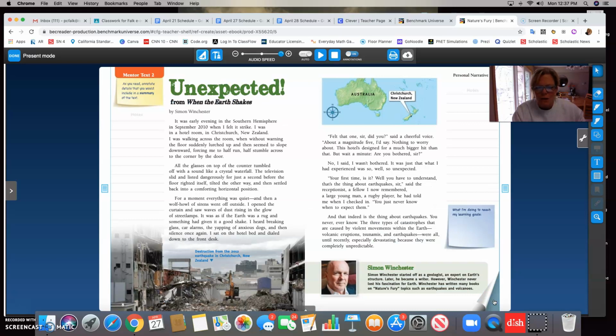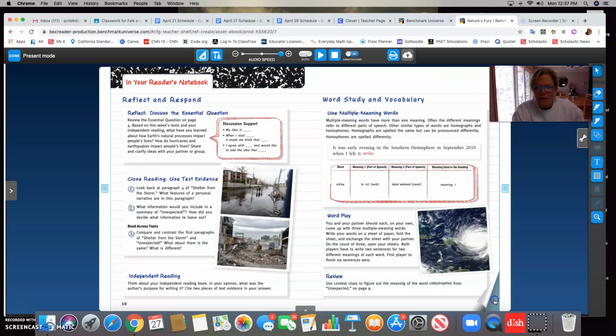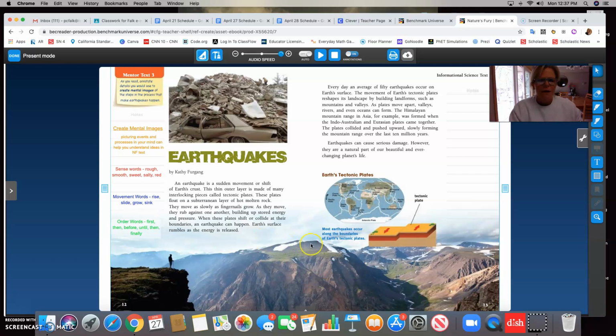Same with this one. So now we are going to read Earthquakes. This is mentor text number 3. And we are going to continue to work on paying attention to the maps, graphic features, and captions. So I would like to read those actually.